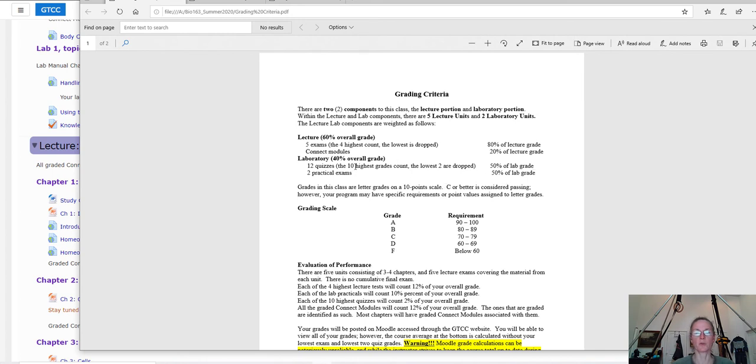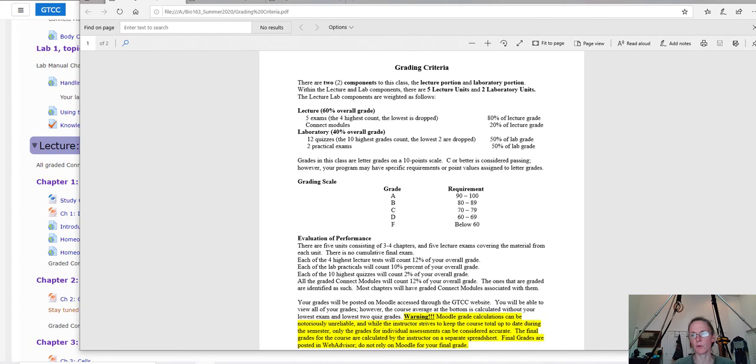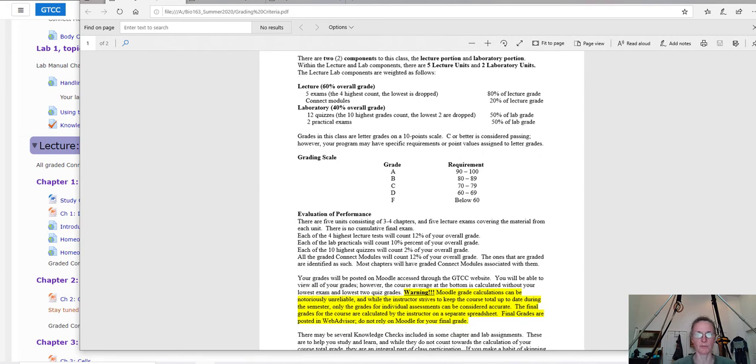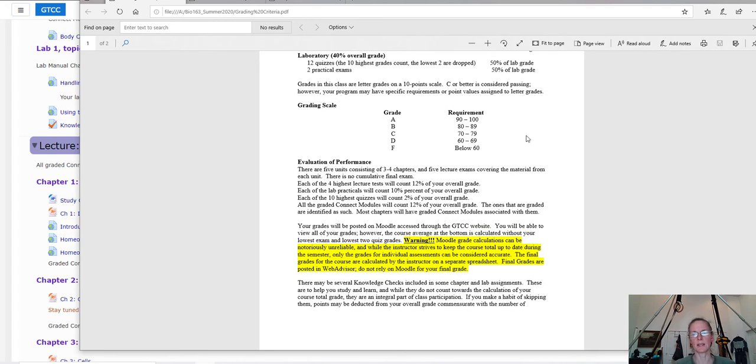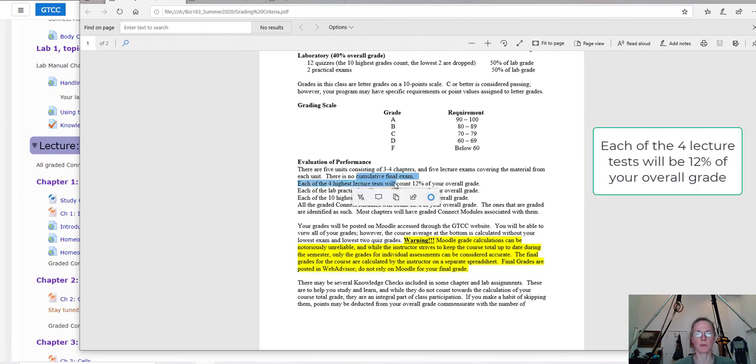But in any case, you will have 12 quizzes, and the 10 highest ones will count, so the lowest 2 will be dropped. There again, that gives you some leeway in case you miss one, you forgot about one, or something like that. And so we can look at the breakdown a little bit more here so that you can see that each of your 10 highest quizzes will be 2% of your entire grade. Each lab practical will be 10% of your entire grade. So here is your breakdown. Each of your lecture tests will be 4% of your entire grade.